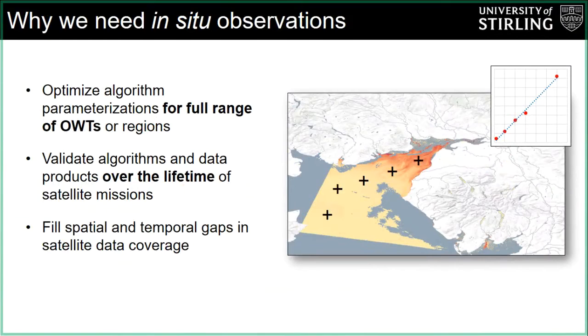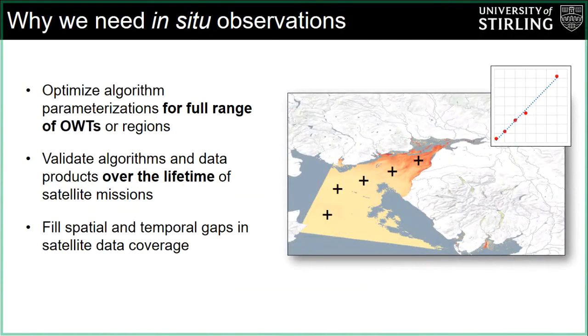We also need in situ data to make sure that the performance of our processor and the products that it's produced and the uncertainties associated with those products, we need to characterize those over the lifetime of satellite missions as well. So it's not a one-off process. It's a continual process of validating and characterizing uncertainties associated with those products.